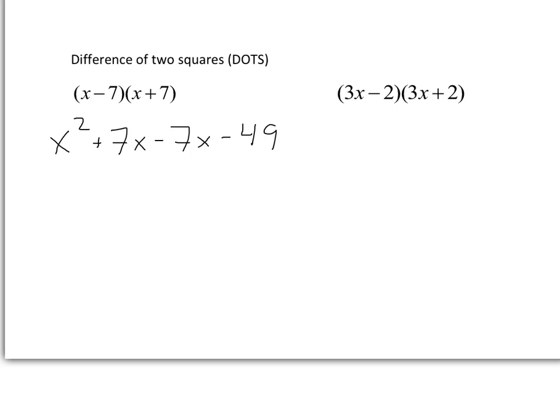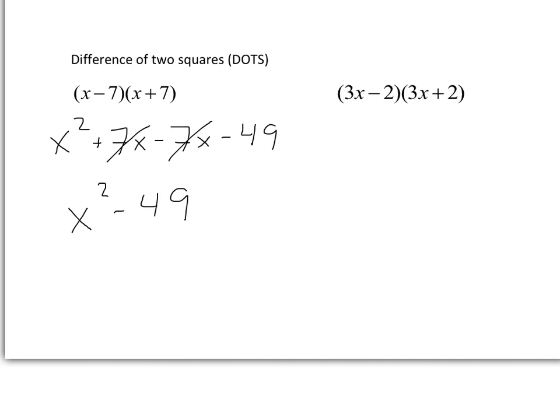So you can see what happens here. When you go to combine like terms, the 7x and the negative 7x, they cancel out. So what you're left with is x squared minus 49. So what you get when you multiply those out is two perfect squares that are subtracted. And subtraction is often called difference in fancy math words. So this binomial, when you multiply, gives you the difference of two squares. The way to do it without doing all the work out is to just square the first one, square the last one, and make the sign between the two of them a negative.